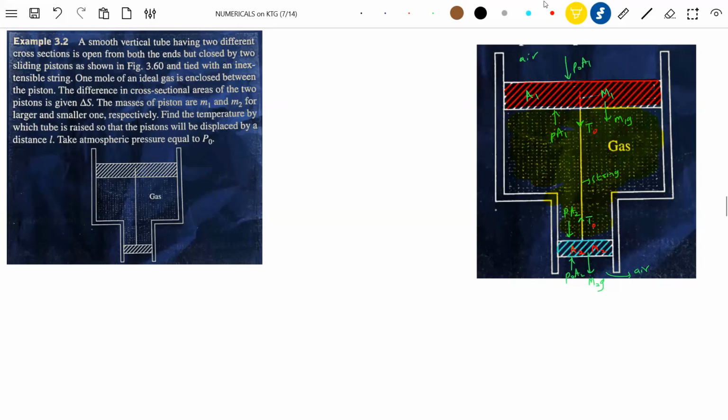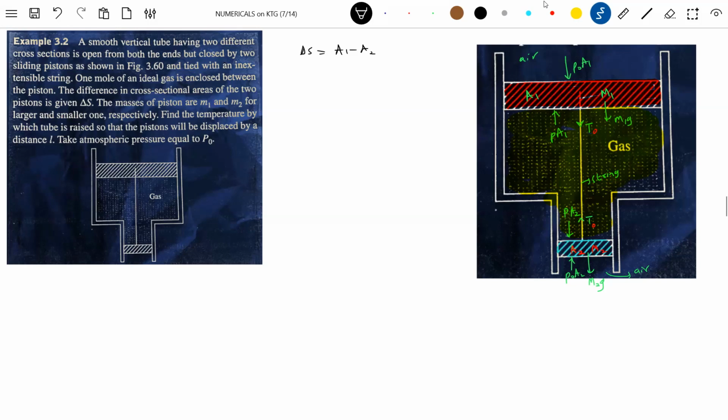What to do now? So what is the question? What is the information given? Let's see that. The difference in cross-sectional area of two pistons is delta S. So what is delta S? A1 minus A2. The masses of pistons are M1 and M2, for larger and smaller. Find the temperature. Okay, this M1 plus M2, let it be delta M. Okay, this will be sufficient.